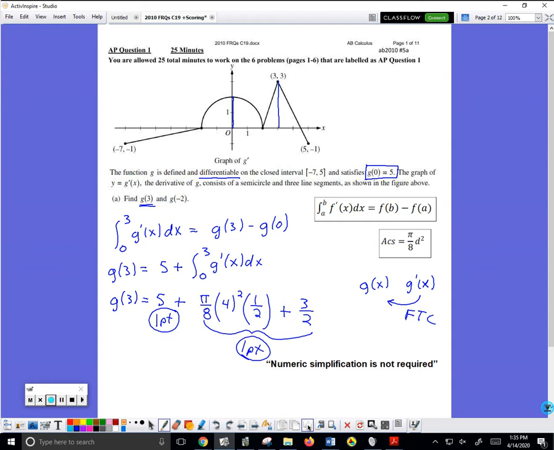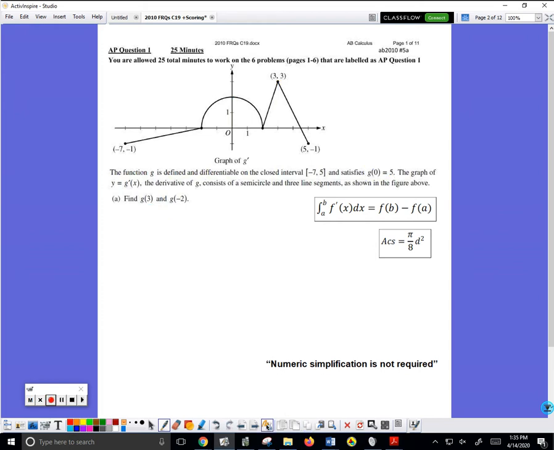Now we'll find g of negative 2. So we can erase everything. We still use the fundamental theorem again. So now we have the integral from 0 to negative 2, but I don't really want to go backwards, so let's go from negative 2 to 0. g prime must equal, remember this is on the top, so that's g of 0, subtract g of negative 2.